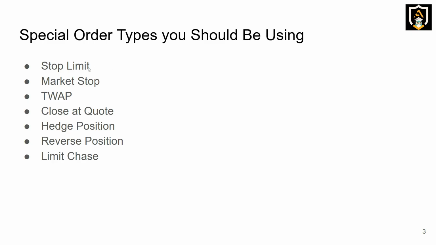Stop limit is a really great one. Market stop, TWAP, close at quote, hedge position, reverse position, and limit chase. These are the ones I use. Insilico has more than this, but given my strategy and, candidly, my size and what I'm doing, this is all I need.